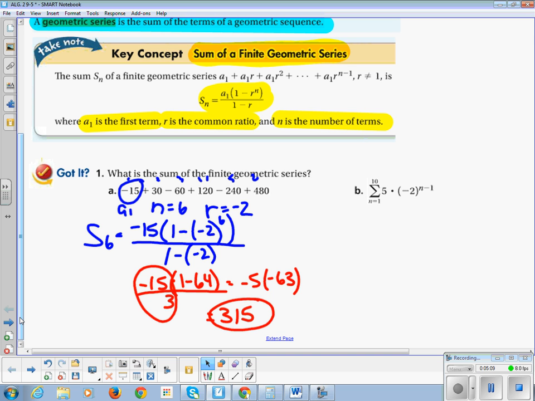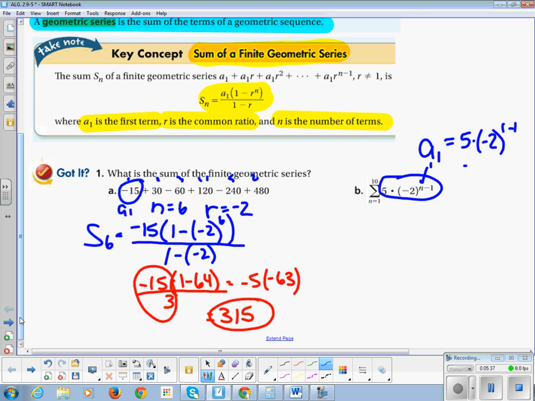All right, so what if we have it in sigma notation and not listed out as the numbers? No worries, because in sigma notation, we know that our first term is whatever this is when we plug in 1. So we just go 5 times negative 2 to the 1 minus 1. 1 minus 1 is 0. Anything to the 0 power is 1. 5 times 1 is 5. So the first term is 5.